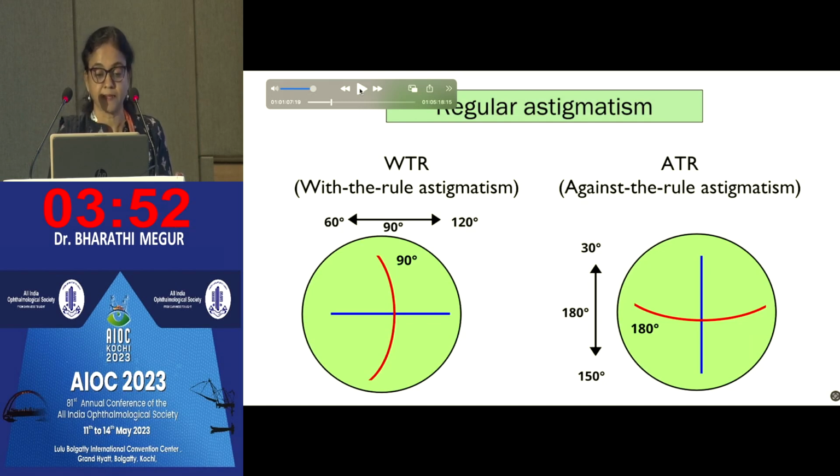Whenever we counsel patients for toric IOL implantation, there is a flexibility of plus or minus 30 degrees from the steep axis. As you can see, 60 to 120 degrees and 30 to 150 degrees. So within plus or minus 30 degrees, we can still counsel the patient for a toric IOL implantation.